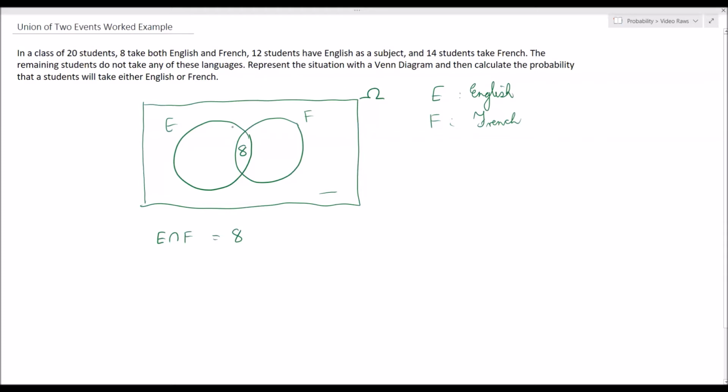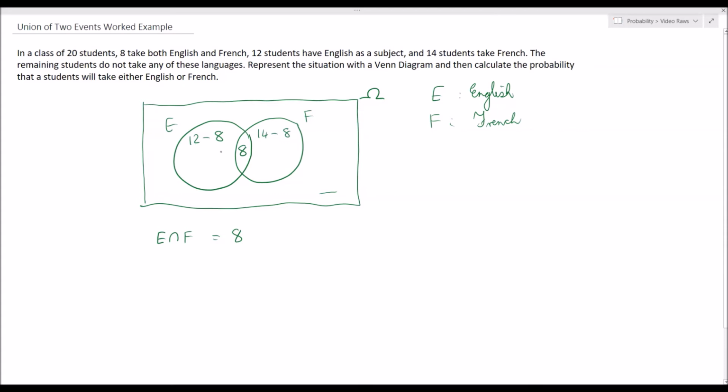We're then told that there are 12 students that have English as a subject. So among those 12, there are students that just have English, and there are also students that have English and French. So we have to say 12 minus the 8, and this 8 is the intersection. Then we have to do the same thing for the French language students. There are 14 students that have French as a language. So 14 minus 8.